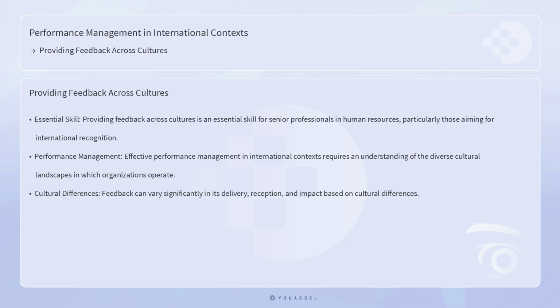Effective performance management in international contexts requires an understanding of the diverse cultural landscapes in which organizations operate. Feedback, a critical component of performance management, can vary significantly in its delivery, reception, and impact based on cultural differences.